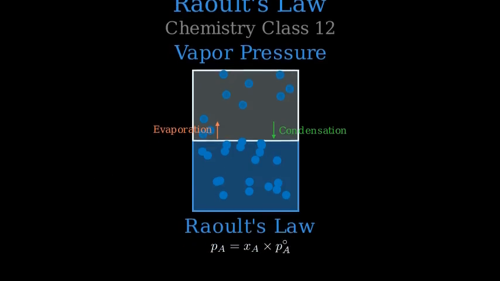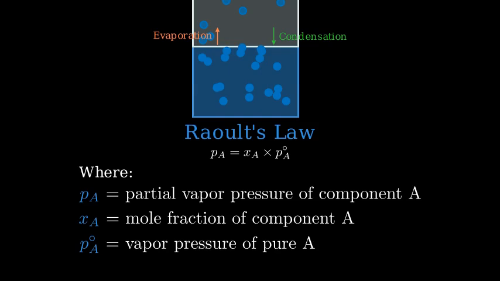Mathematically, we write this as Pa equals Xa times Pa°, where Pa is the partial vapor pressure of component A in the solution, Xa is the mole fraction of component A in the solution, and Pa° is the vapor pressure of pure component A at the same temperature.